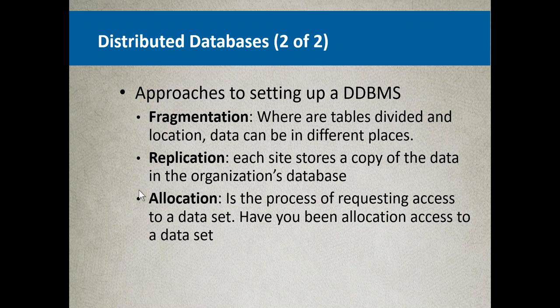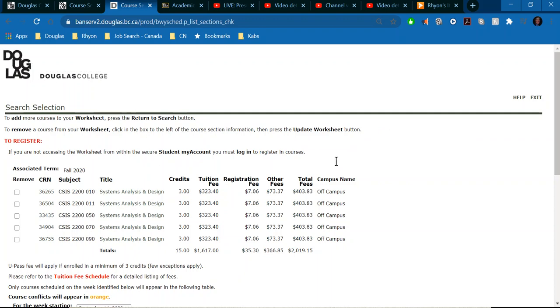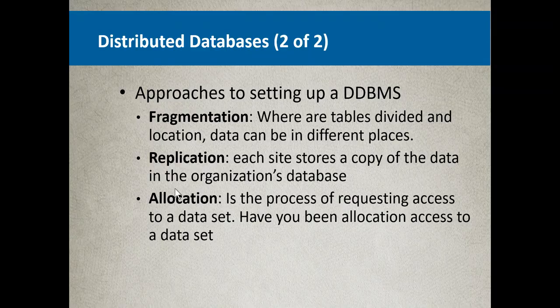And allocation, meaning that certain people have allocation to certain data at certain places. So it's a process of requesting access to a data set. For example, students only have certain access, as the example I just showed you earlier. You guys have access to this data, but a limited amount of access. So within the distributed database, you have to be very careful about who gets access to what databases if it's being distributed over geographical locations.